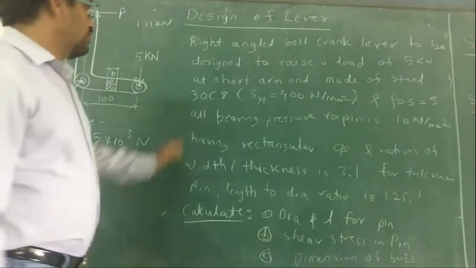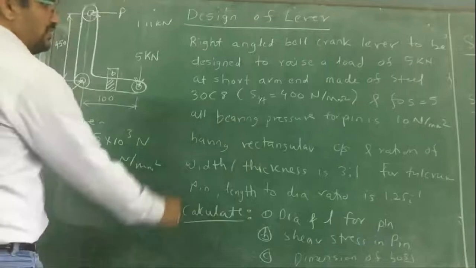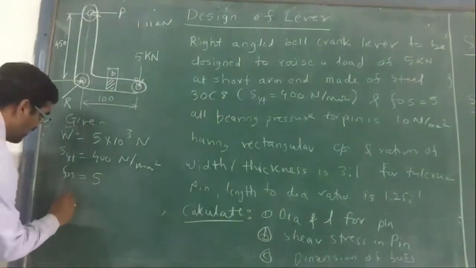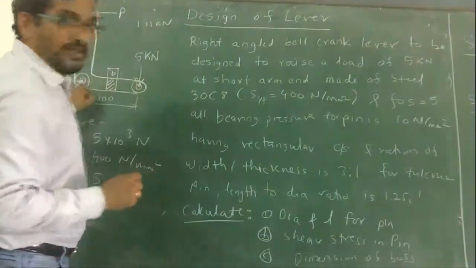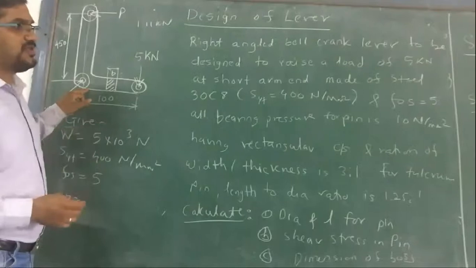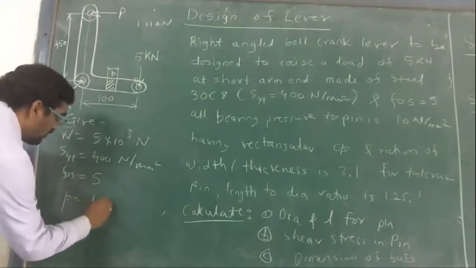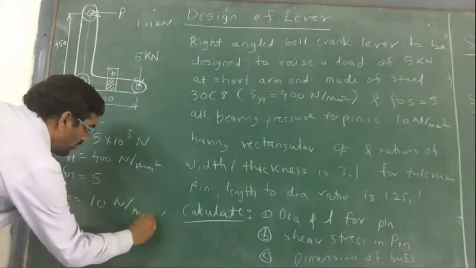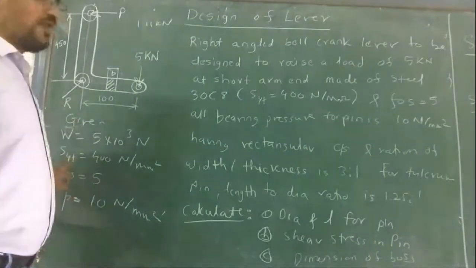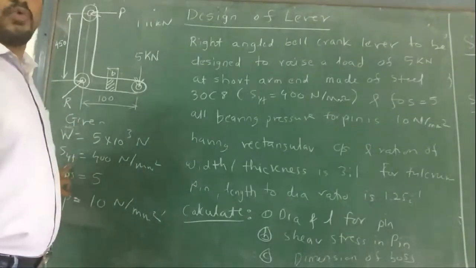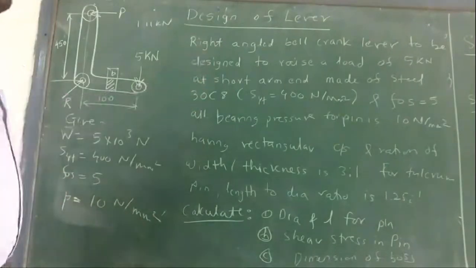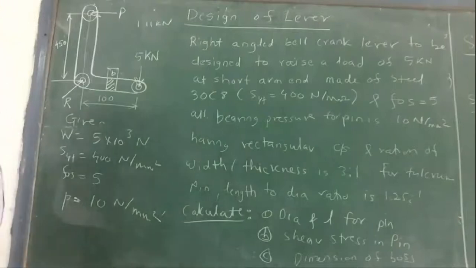Now the allowable bearing pressure for the pin is given as 10 Newton per mm square. That means with the fulcrum pin, that is what we are going to design, right? In that pin the allowable bearing pressure is 10 Newton per mm square. We already know this P. In this step we can calculate tau, sigma T and sigma C. We know P, so we can now design the fulcrum pin.